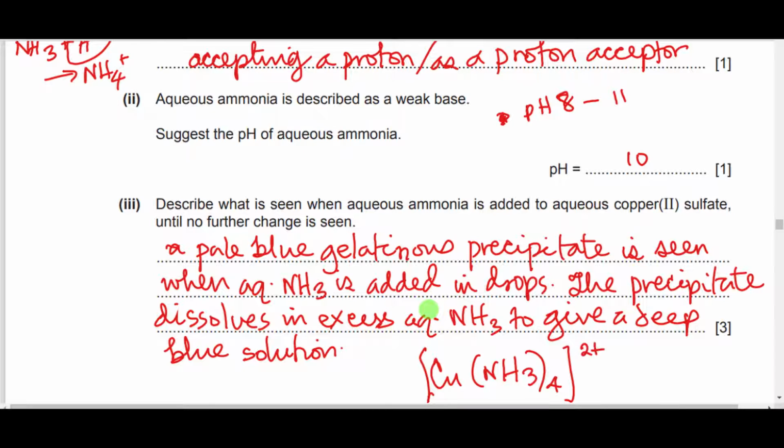To form this complex, right? That is tetraamine copper 2 ion, which is seen as the deep blue solution. This complex is soluble, right? It's always seen as the deep blue solution. So that's what actually happened. The precipitate dissolved in excess aqueous ammonia to give a deep blue solution.